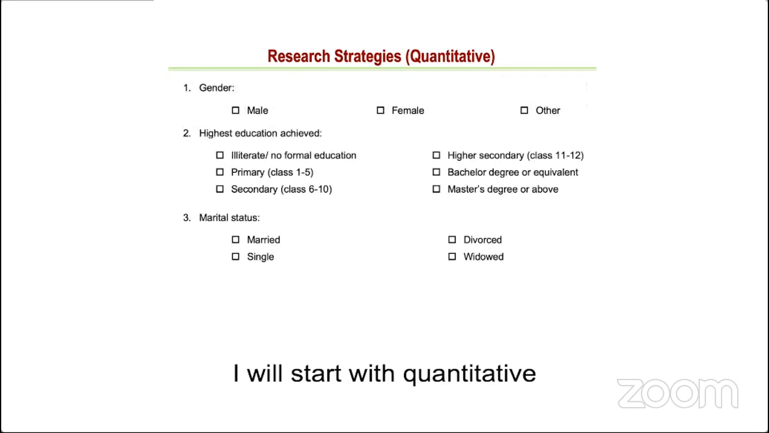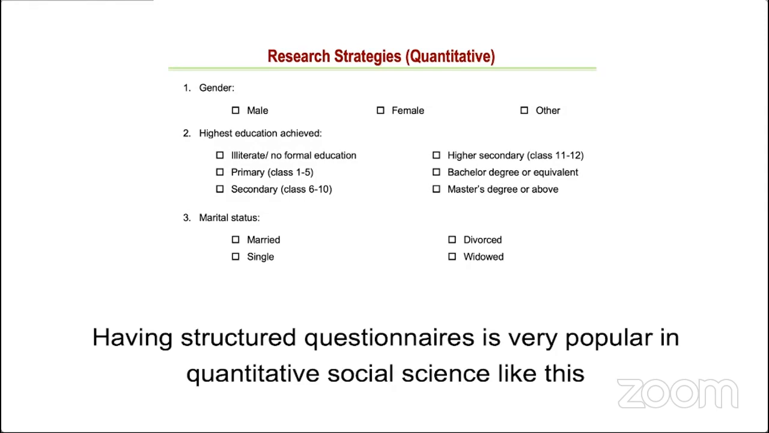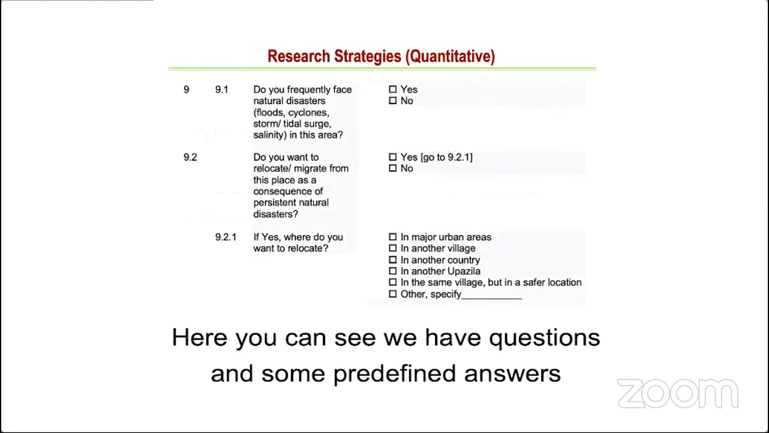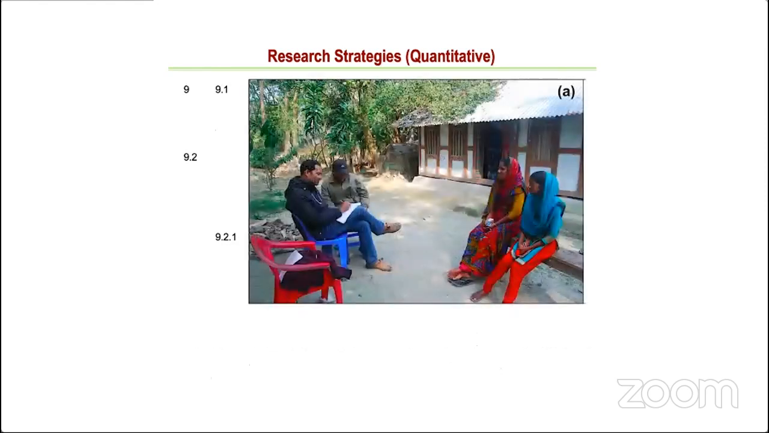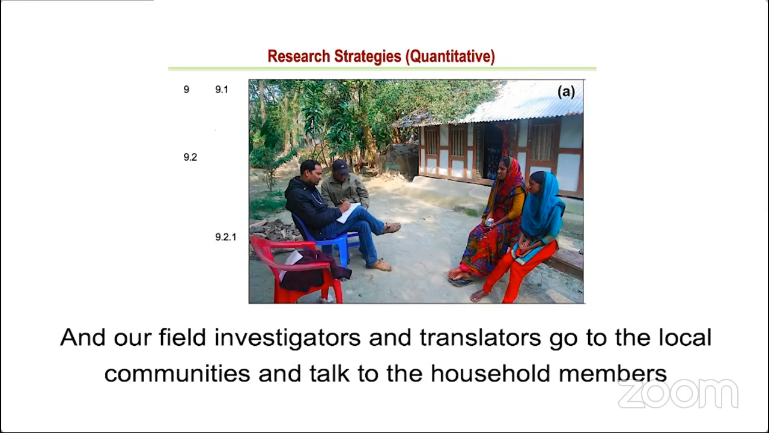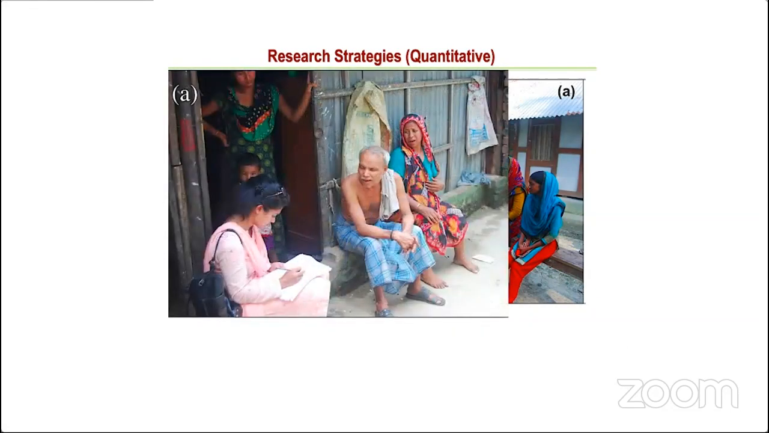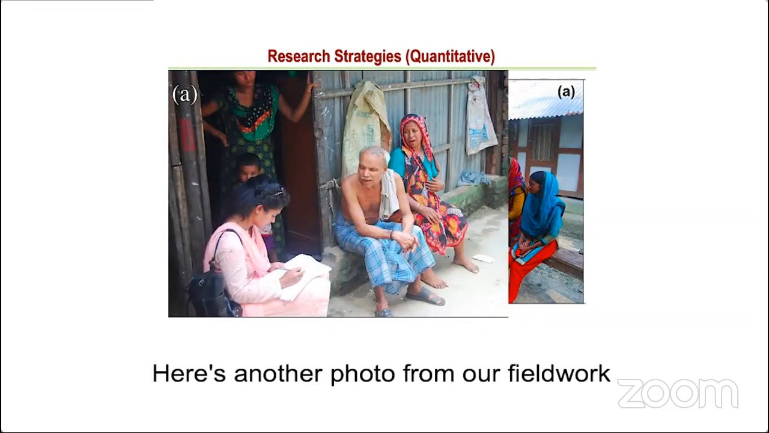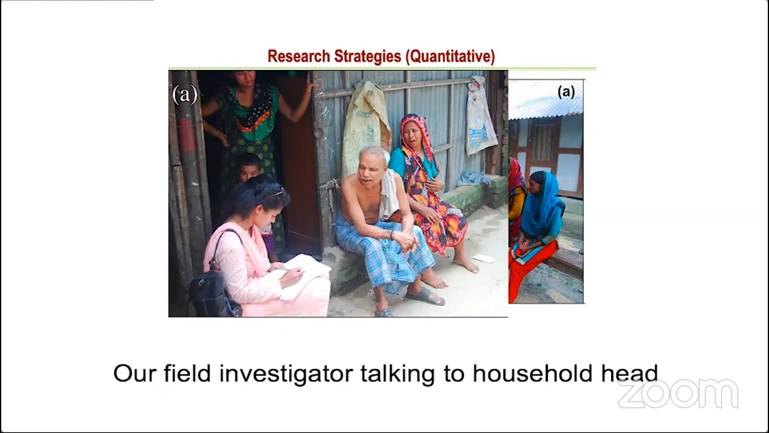I will start with quantitative. A structured questionnaire is very popular in quantitative social science like this. Here you can see we have questions and some predefined answers. Our field investigators and translators go to the local communities and talk to the household members. Here is another photo from our field work, our field investigator talking to the household head.